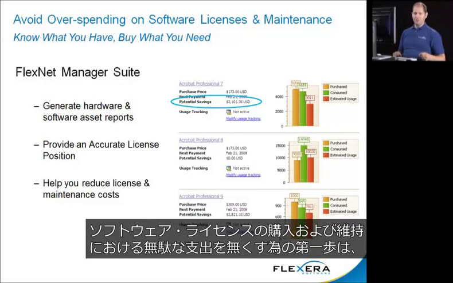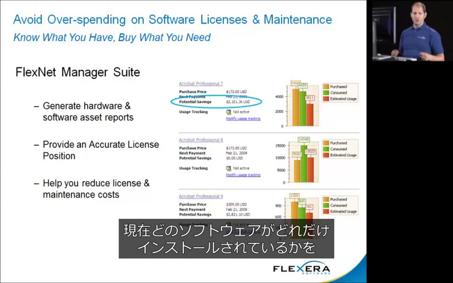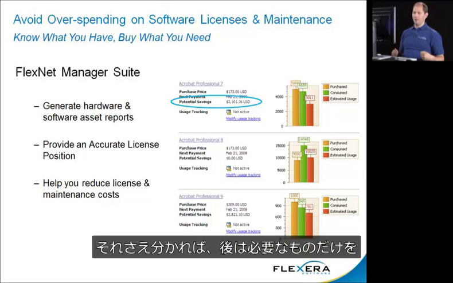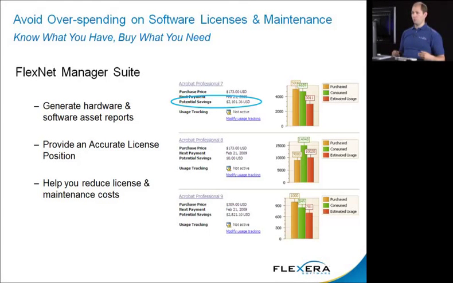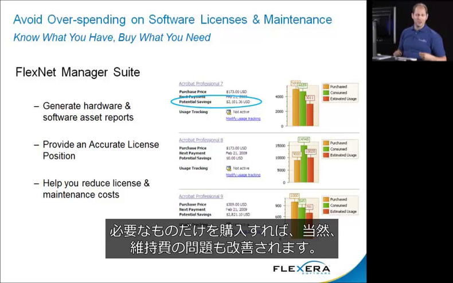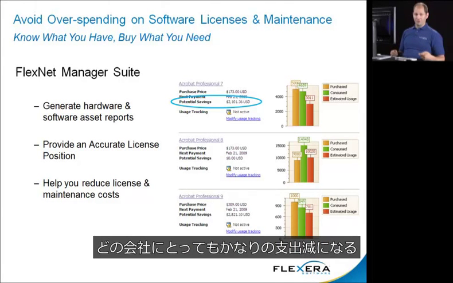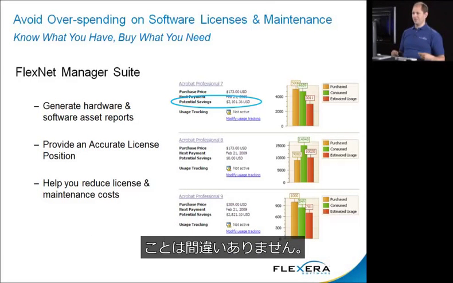So to avoid overspending on software licenses and maintenance, first of all, what we need to know is what we have, what is installed in the environment. Once we know that, we can ensure that we only buy what we need, and what we pay maintenance on is a factor of that. If we can avoid paying maintenance for software that isn't used, that's going to be a real saving for any business in the industry.